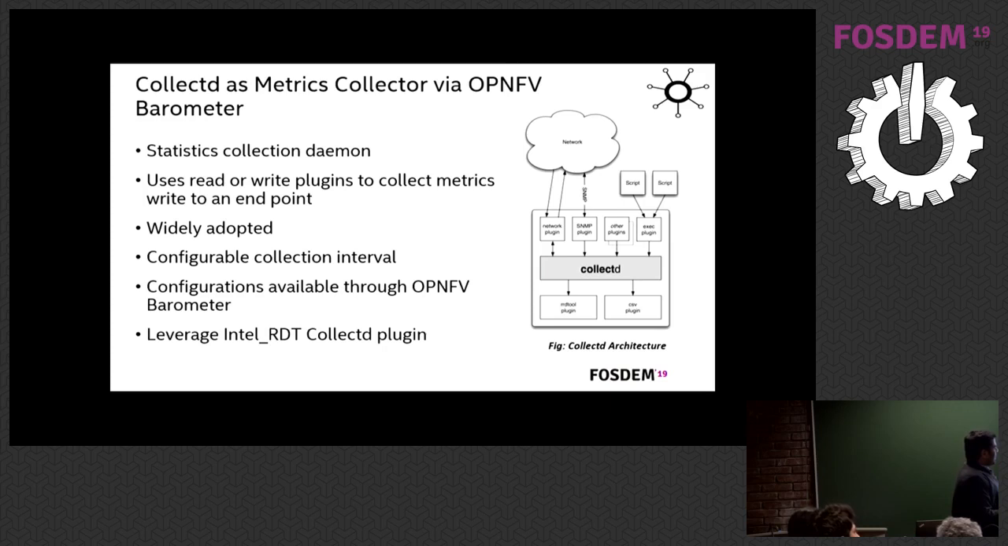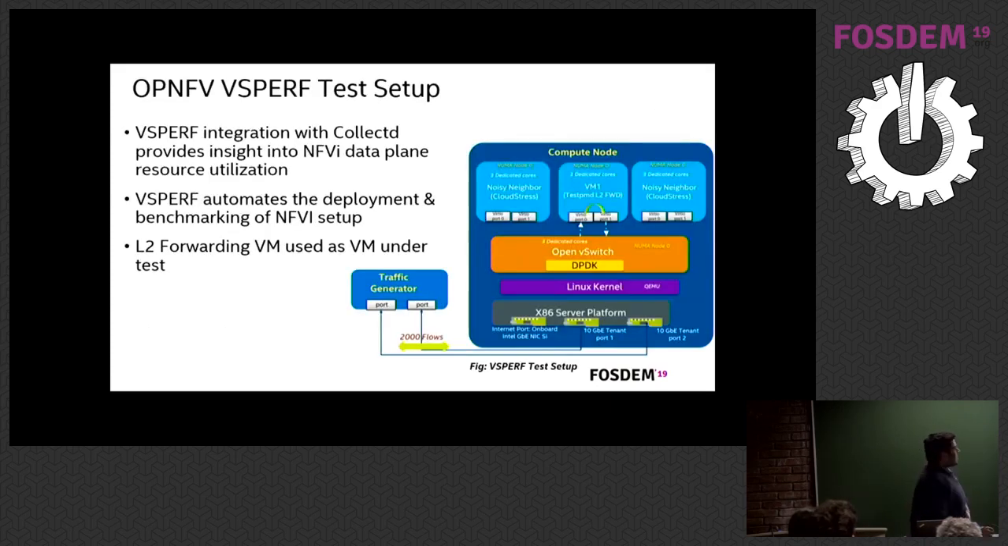We used an Intel RDT plugin that gives you this advanced telemetry of per-cache statistics on your CPU. So here's the test setup. You have a simple traffic generator sending in 2,000 flows on an Intel platform with 10 gig NICs. We have an OVS with DPDK deployed with VSPERF, and your VM under test. The VM under test is an L2 forward testpmd application, and 2 noisy neighbors with cloud stress applications.